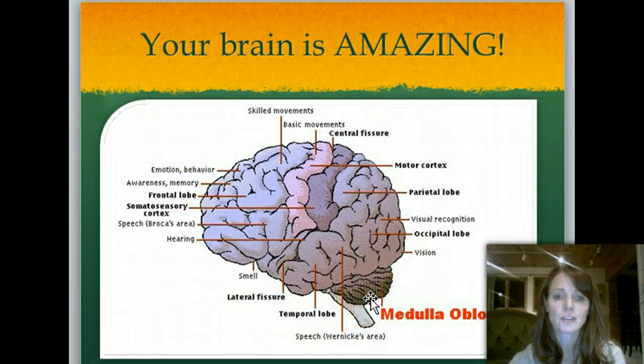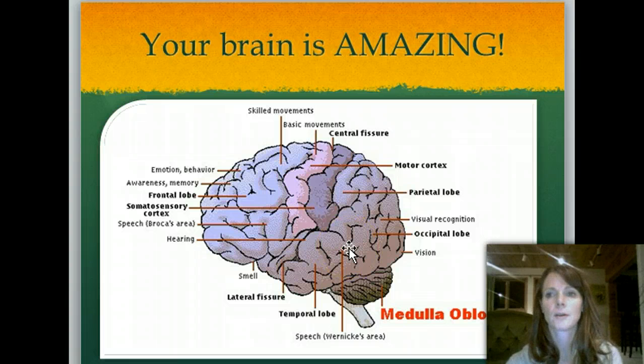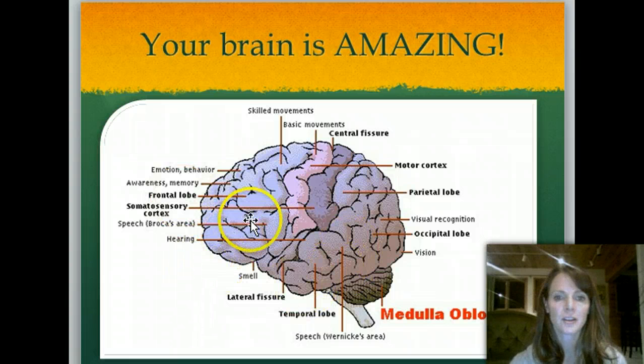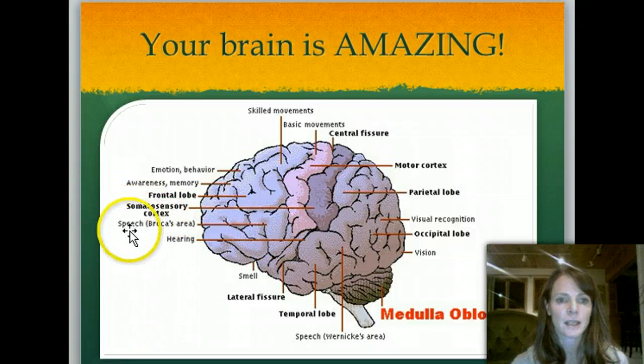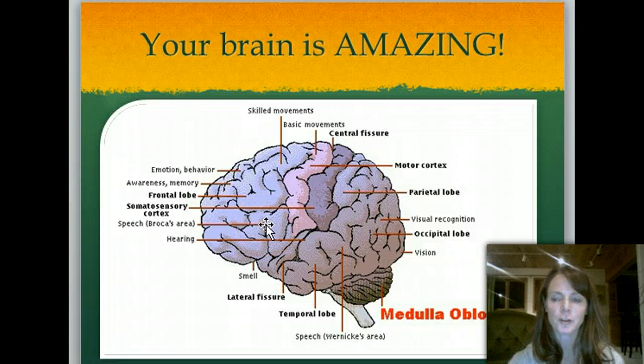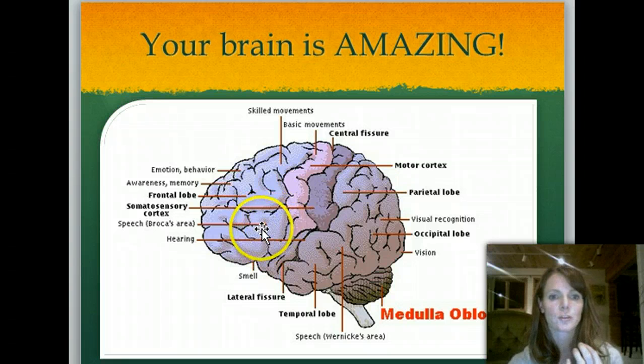All right, so your brain is totally amazing. This is just one little brief picture that shows a couple of little things that your brain does. For instance, right here, this particular area is called the Broca's area, and it's responsible for your speech. So if you were to get any kind of brain damage right in that area, you might lose your speech. You might have some kind of crazy mumble jumble because this is your speech area.